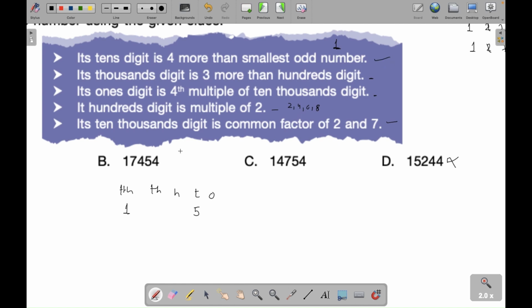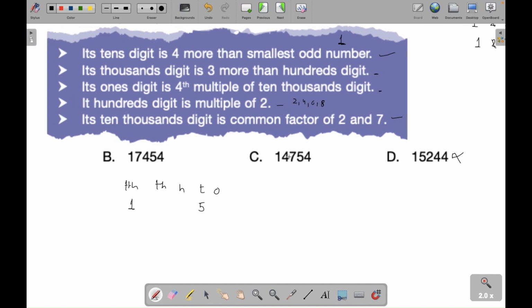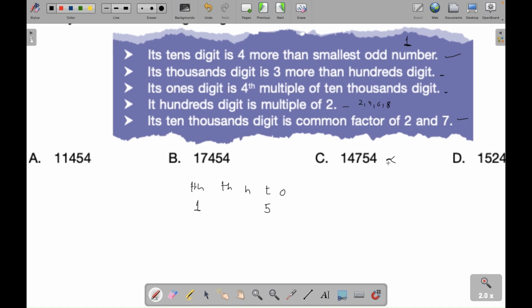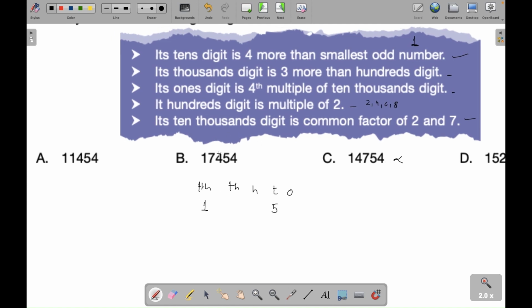Now, there is no way, we just have to look at the options and then see whether this holds true. So we'll first check the hundredths digit. The hundredths digit is a multiple of 2. So we have to check which of the following is a multiple of 2. Right? So this is not a multiple of 2. 7 is not a multiple of 2, so this is again incorrect. Right? So the hundredths digit, this has 4. This also has 4, which means the hundredths digit must be 4.